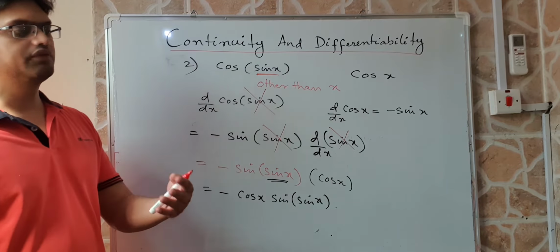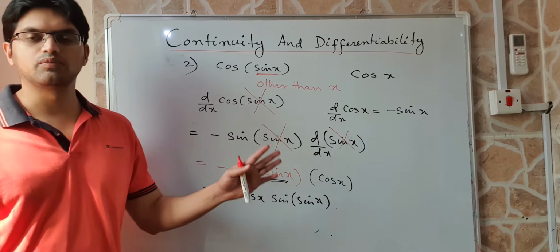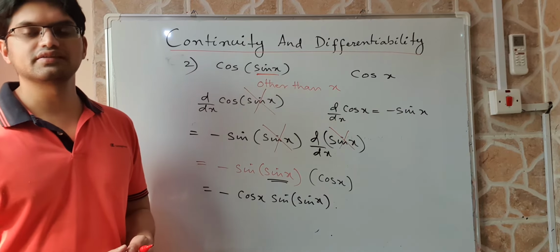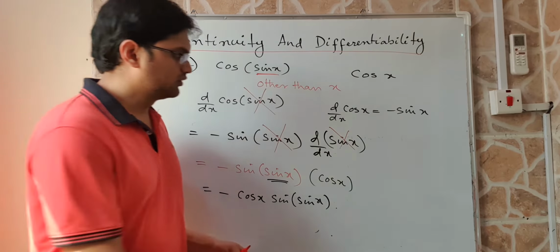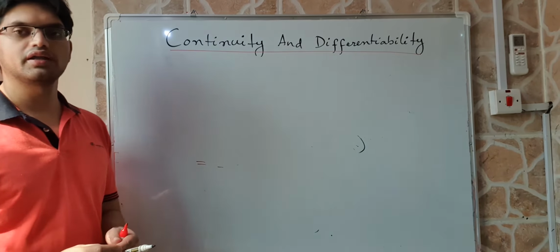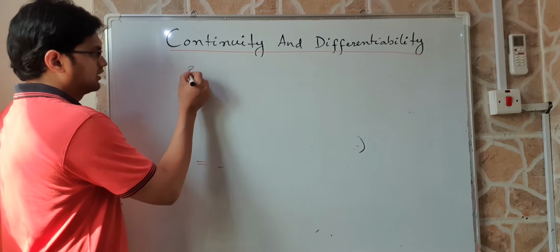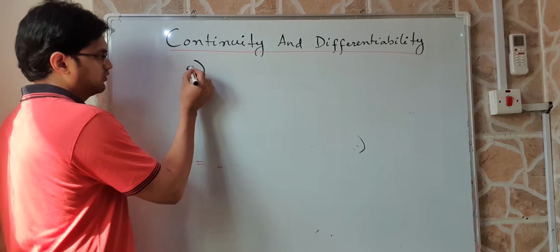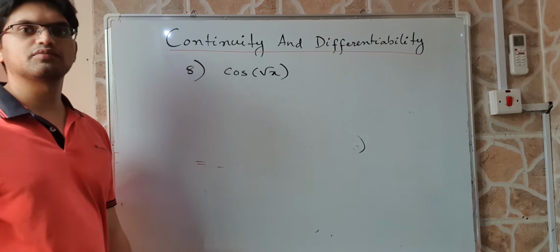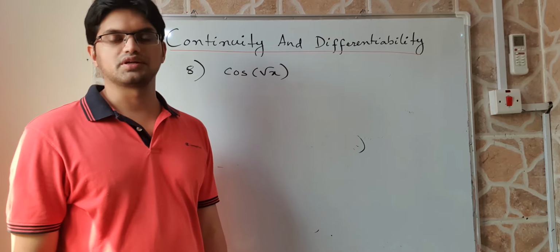Now this is how to do this problem with the help of the chain rule. Let me solve more problems so that you can understand more. So now I'll take one of the important examples. The next question, question number 8, is given as cos root x. This is asked many times in the examination. How do you find the derivative of cos root x?